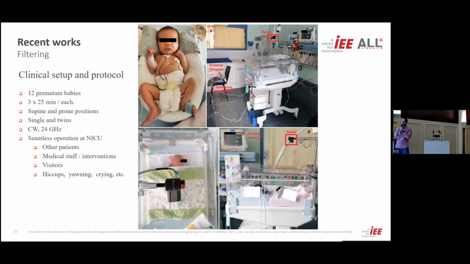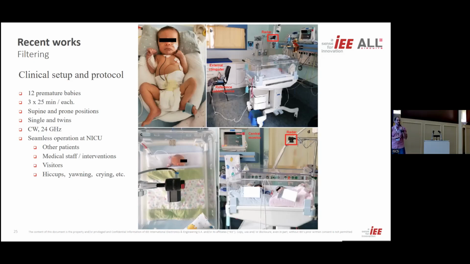We also collected data from twins in the same bed. So we were trying to see how an additional baby could influence our measurements of the main baby that we were trying to see. We were using a CW radar at 24 gigahertz. And the idea of this work was to provide seamless operation in the intensive care unit. That means that there was no interference from ourselves in the measurements.